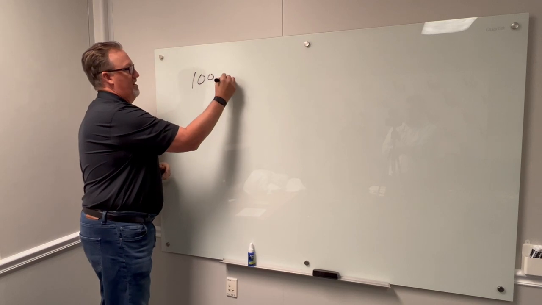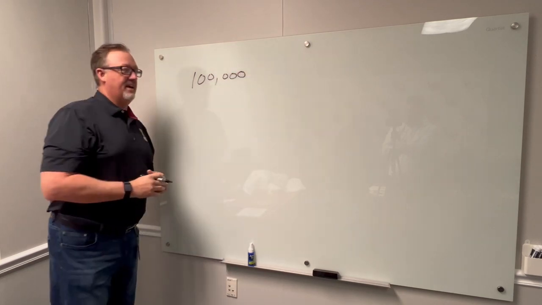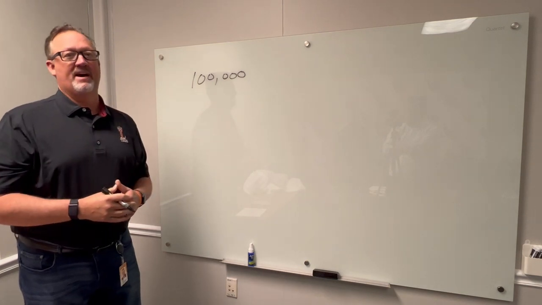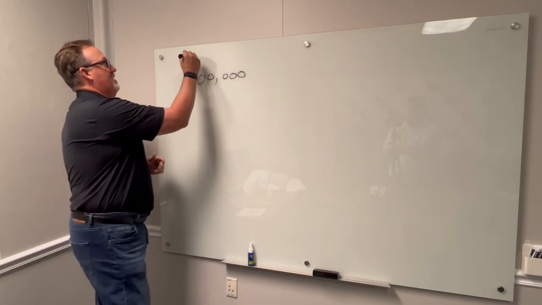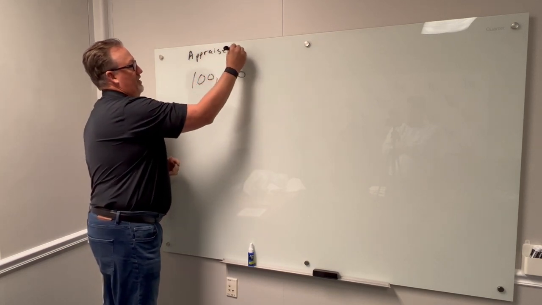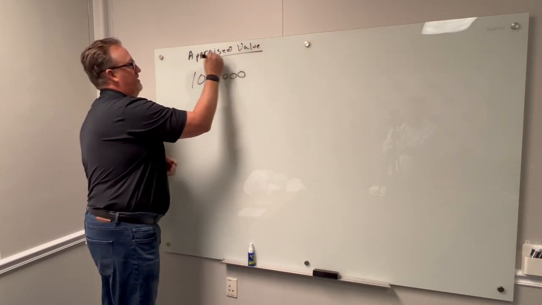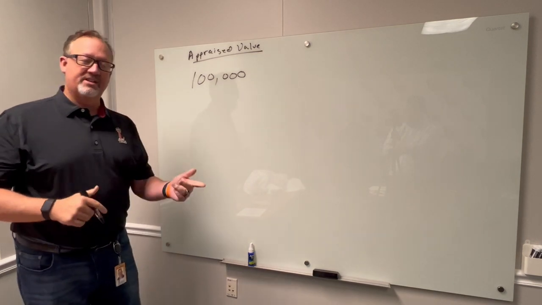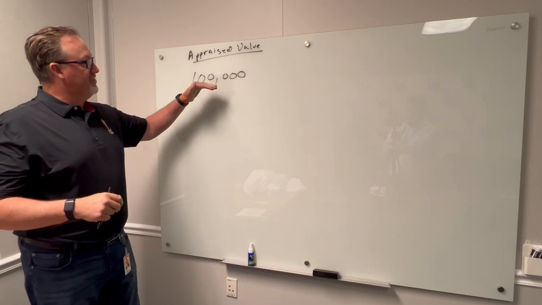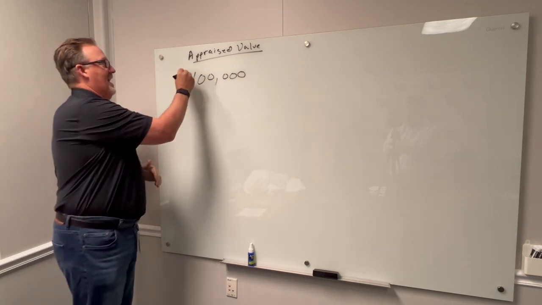We took $100,000 of a home, and the reason we used $100,000 is it's a little bit easier to multiply out. That $100,000 is what you would call the appraised value. So if you go onto the auditor's website, whether it be Hamilton County, Claremont County, or Warren County, get the appraised value. We're saying our appraised value is $100,000.